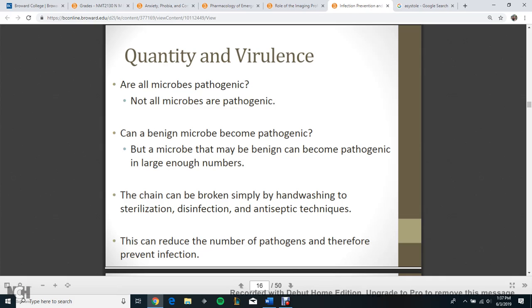Quantity and virulence. Are all microbes pathogenic? Not all microbes are pathogenic. Can a benign microbe become pathogenic? A microbe that may be benign can become pathogenic in large enough numbers. The chain can be broken by simple hand washing, sterilization, disinfection, and antiseptic techniques. This can reduce the number of pathogens and therefore prevent infection.